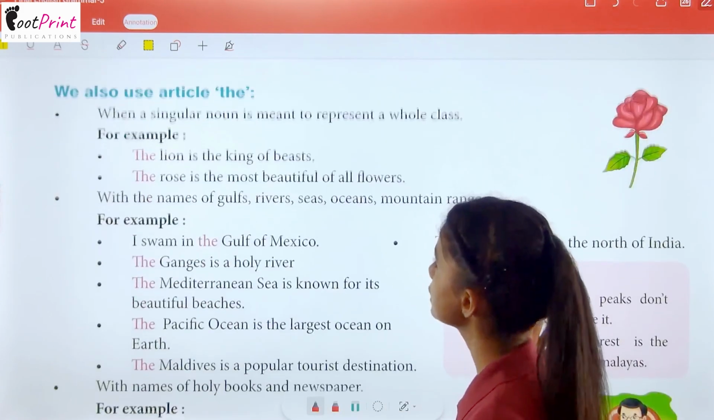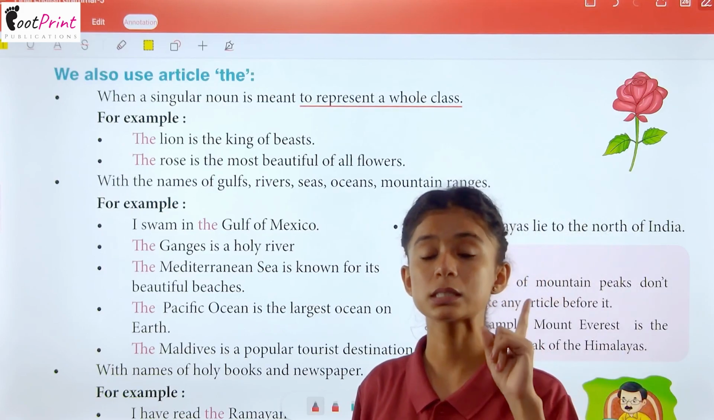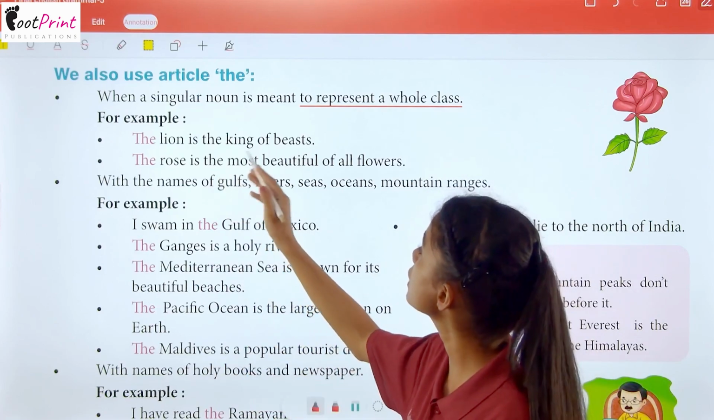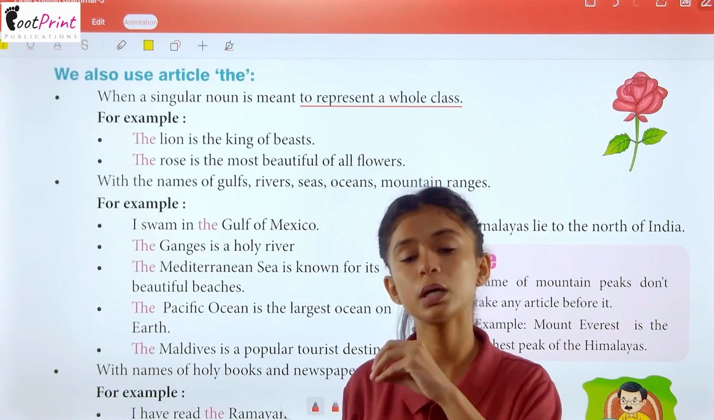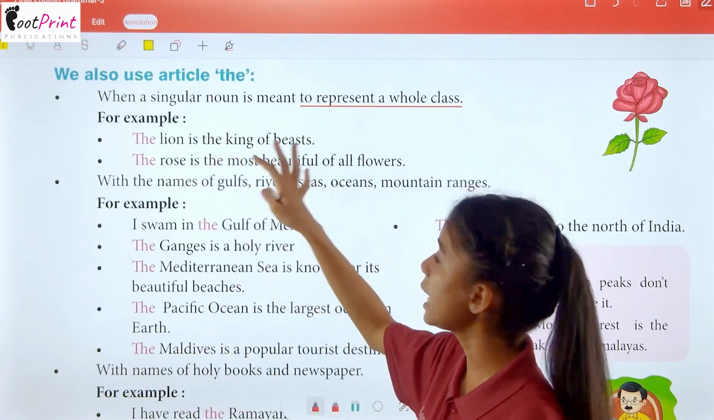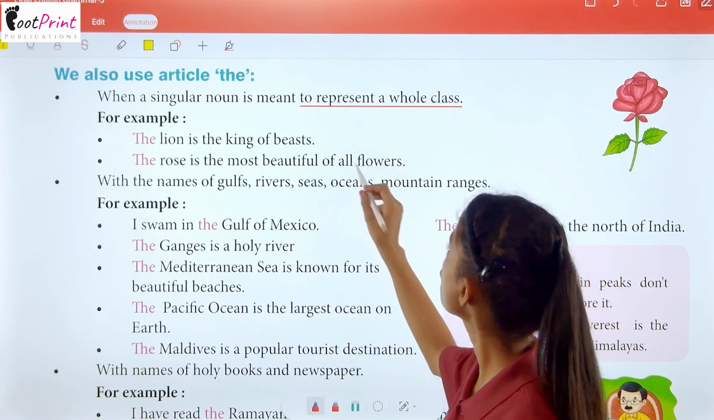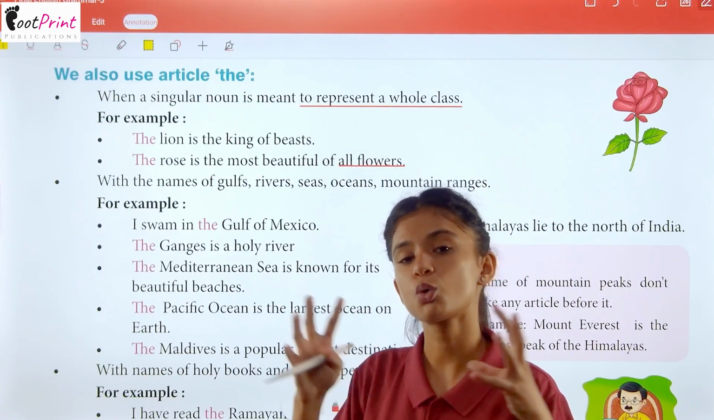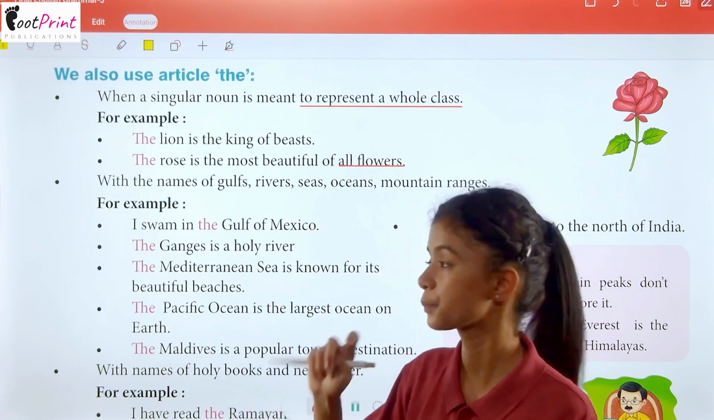We also use article "the" when a singular noun is meant to represent a whole class. When a single noun is representing a whole class, we use "the" with it. For example, the lion is the king of beasts. So we are not talking about a single lion, although we are using the singular noun, but it represents all the lions. So we are using "the" here. The lion is the king of beasts. The rose is the most beautiful of all flowers. So now here we are not talking about any single rose, but we are using the singular form of the noun. So we use "the" with it.